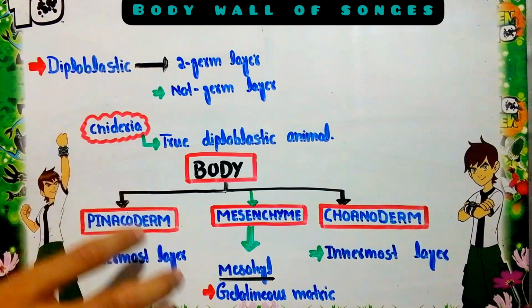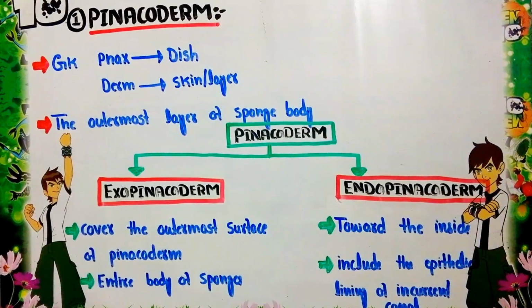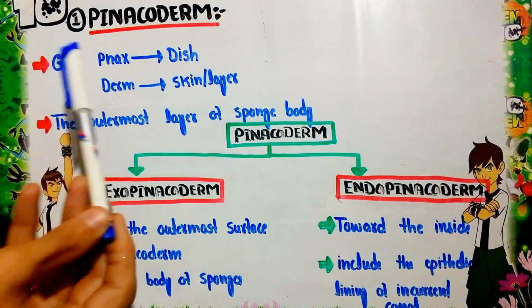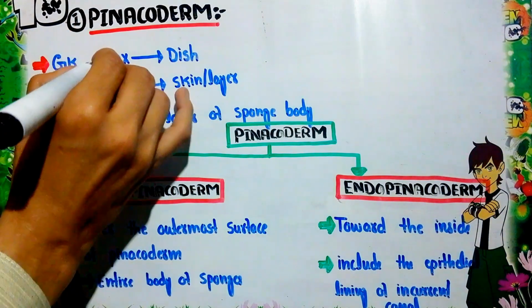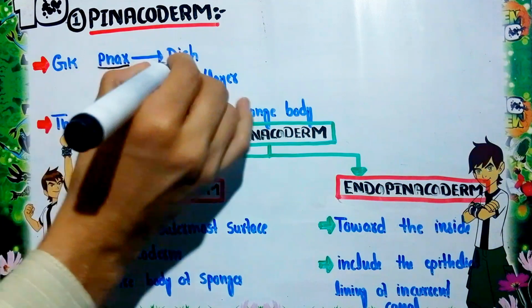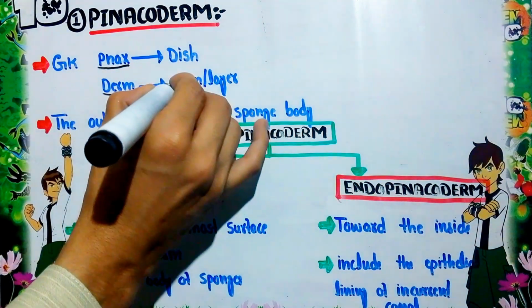Now let us discuss each layer in detail. The first one is the pinacoderm. First of all, look at the etymology of the term pinacoderm. It is derived from two Greek words: pinax, and derm. Pinax means dish, while derm, in biology, is used for skin or layer.